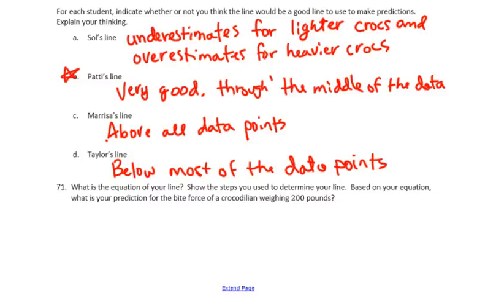Question 71 refers back to that scatter plot on the last page. That's why we kind of want to skip it so you talk about it and the equation. So we're going to skip that question for now.